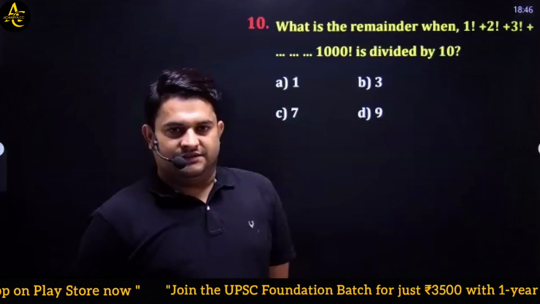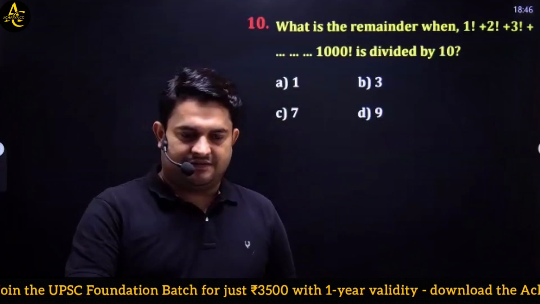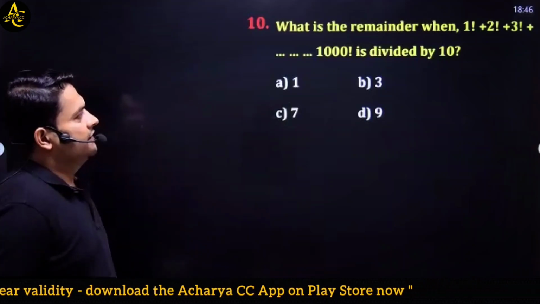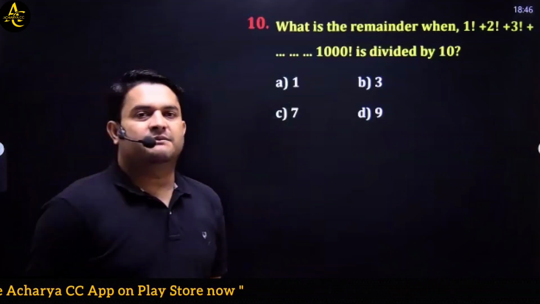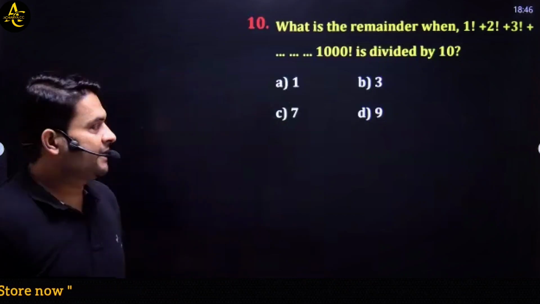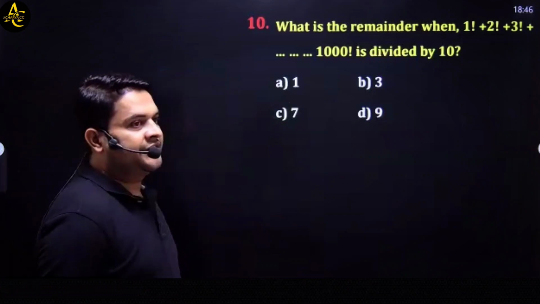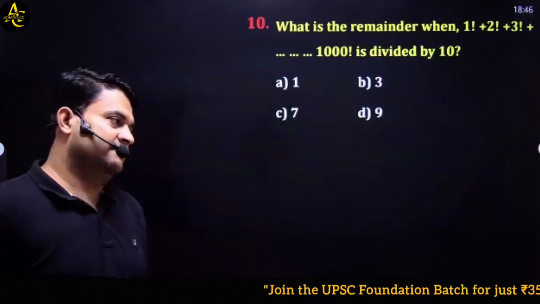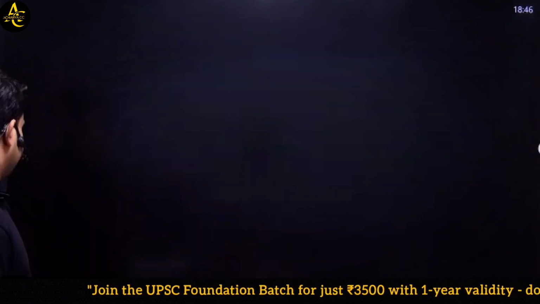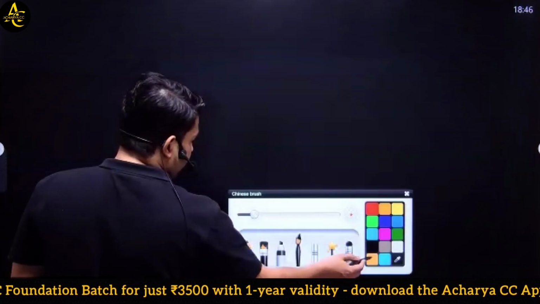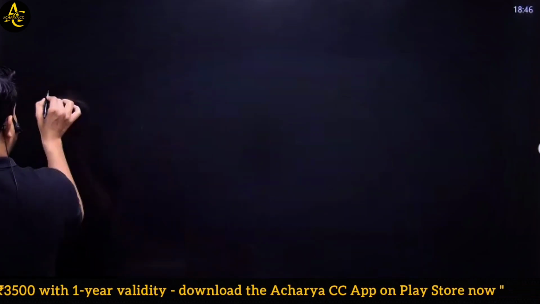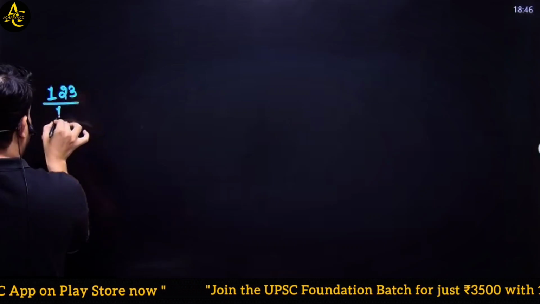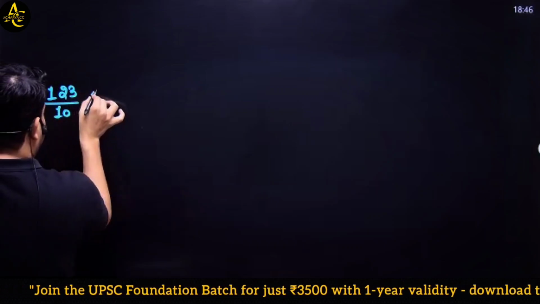See, just listen to me first. If I have to divide a number by 10, then the unit digit of that number will be the remainder. How? If I take a number, 123, and divide it by 10, you know that the remainder will be 3, r equal to 3 here.